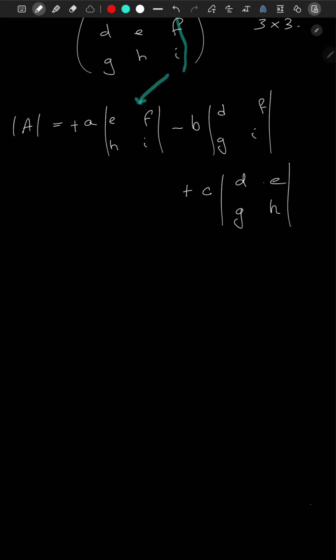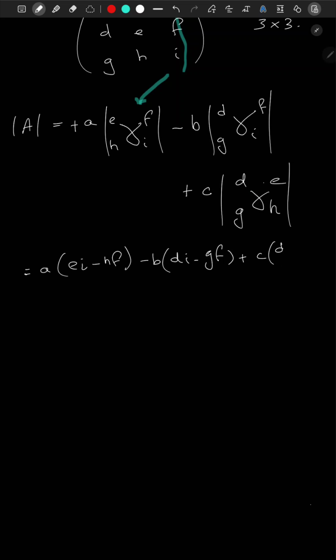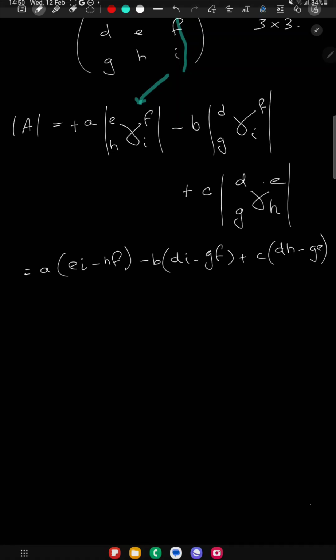Okay, so now to solve this, we have A times the determinant of this one, so EI minus HF, minus B times the determinant of this matrix, so DI minus GF, plus C times the determinant of DH minus GE. So this would be the determinant of A.